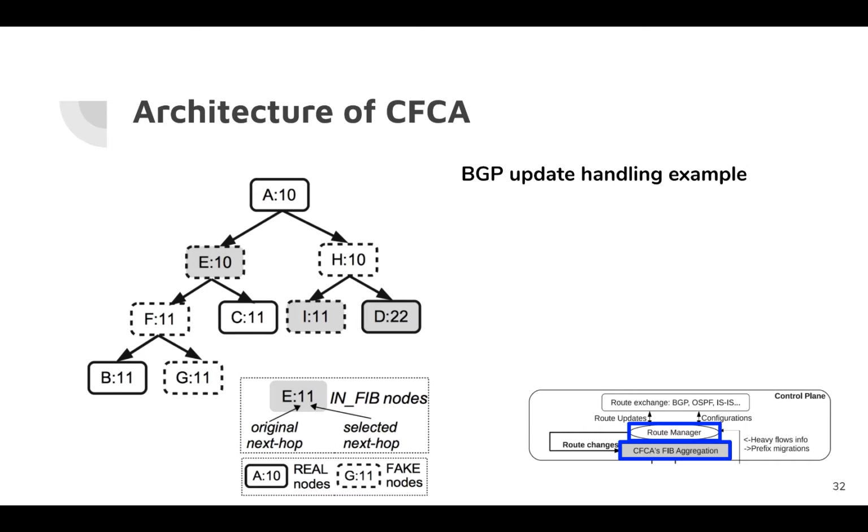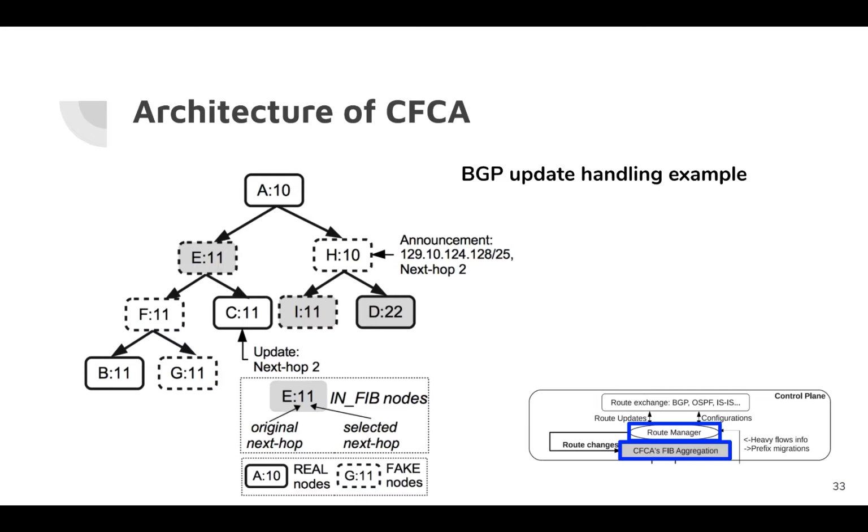Now let's look into a BGP update handling example. Suppose 2 BGP updates were received by the control plane. The prefix corresponding to the node C was updated with the next hop 2, and the prefix corresponding to the fake node H was announced. So the node converts to the real type. So the H node now will become a solid node.